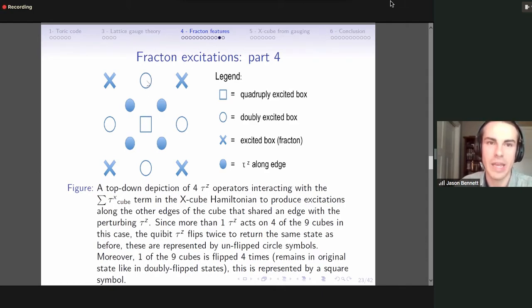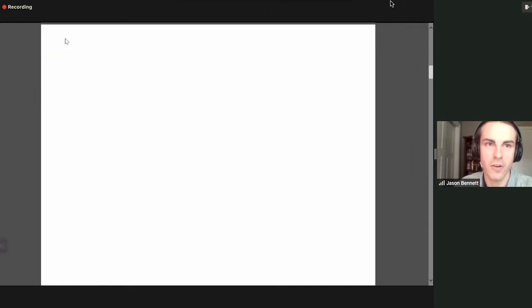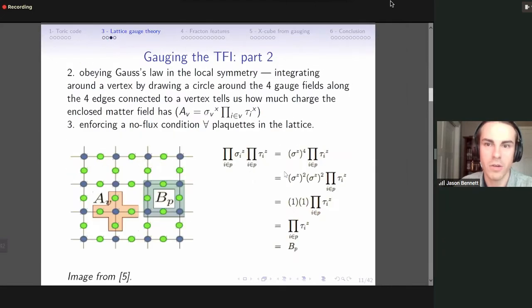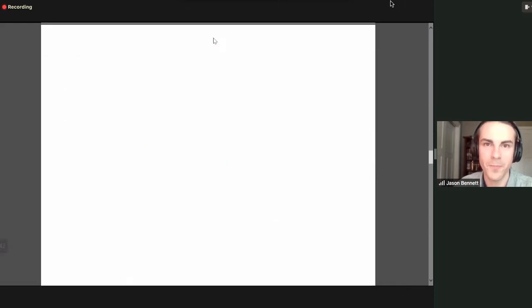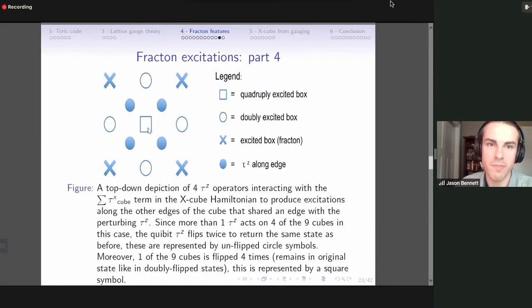So here again we have excited, because only one of the edges will be touching this tau z. Here we have 2 tau z's touching it, so it's back to its original state, unexcited. And here, likewise, it's back into its original state, because these 4 things interacting just return the identity. So this middle is back to its original unexcited state. And now we have 4 excitations, what we'll coin fractons, along the edges.